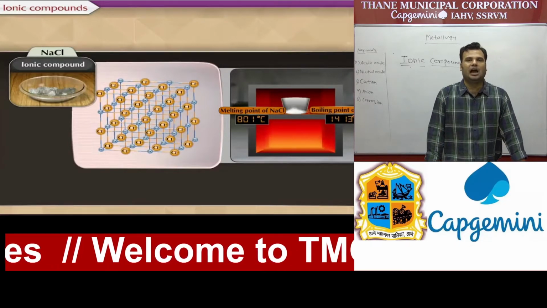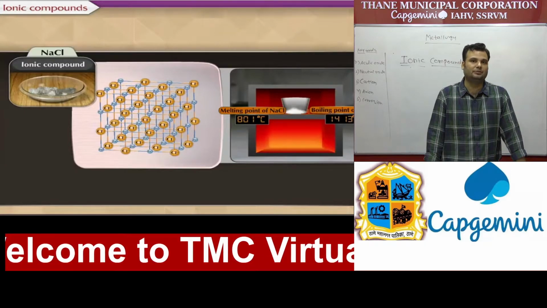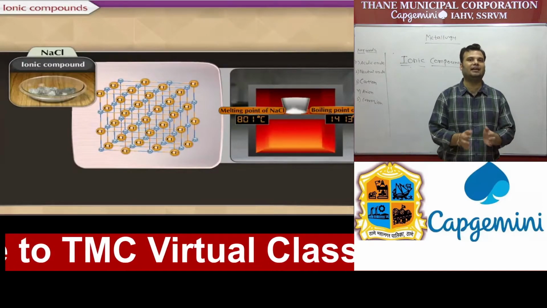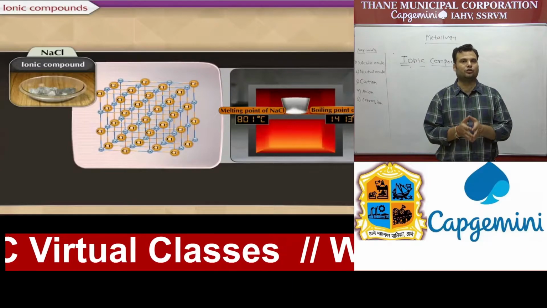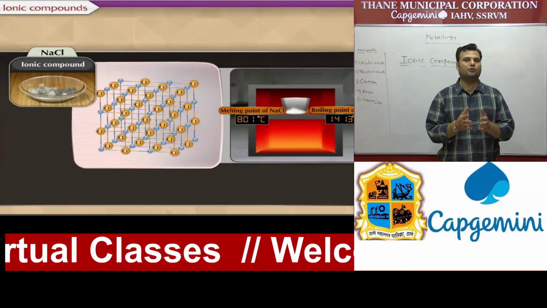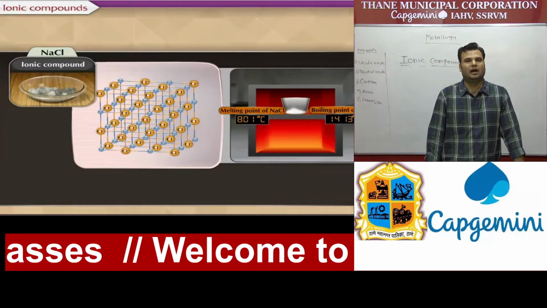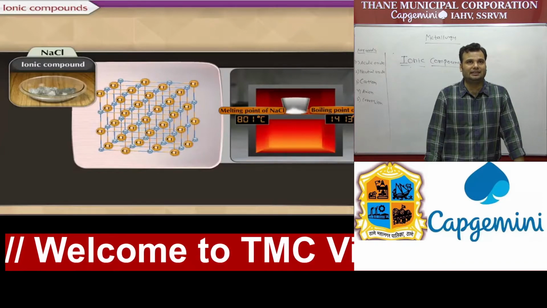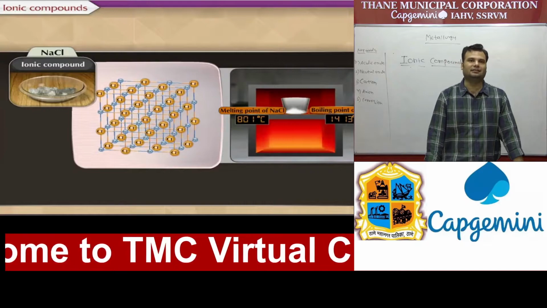So ionic compounds have high melting and boiling points. You have to remember this point, it is very important. The reason is that they contain electrostatic force of attraction that is very strong, and if you want to break that bond you require more energy. So the melting point of an ionic compound like NaCl is more than 800 degrees Celsius and the boiling point is 1413 degrees Celsius. That is very high.